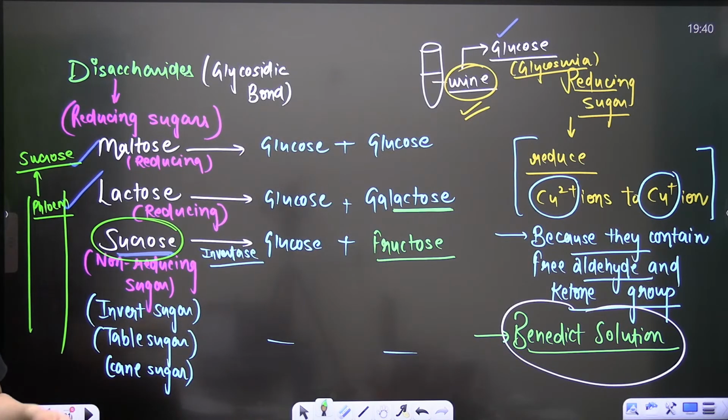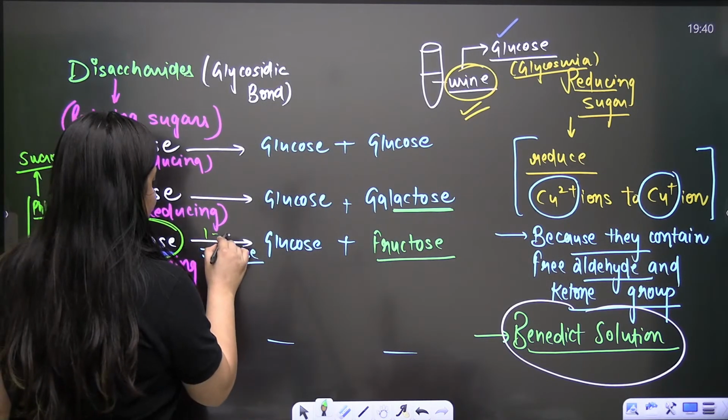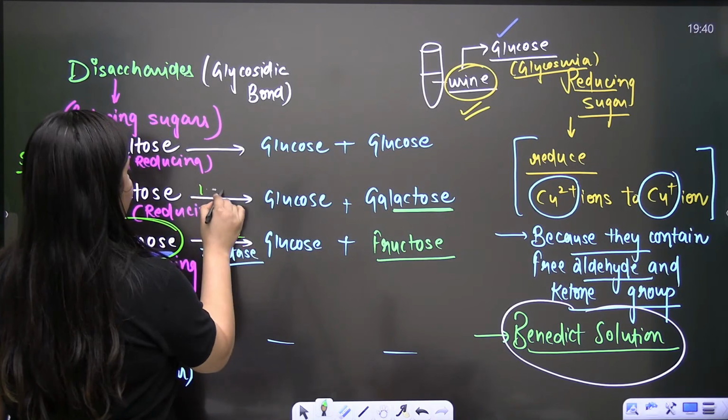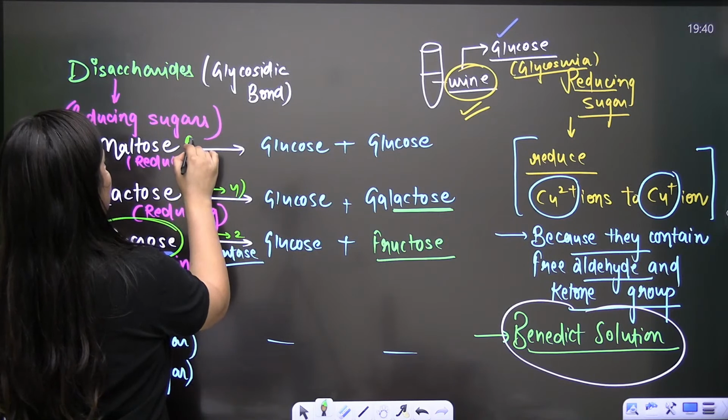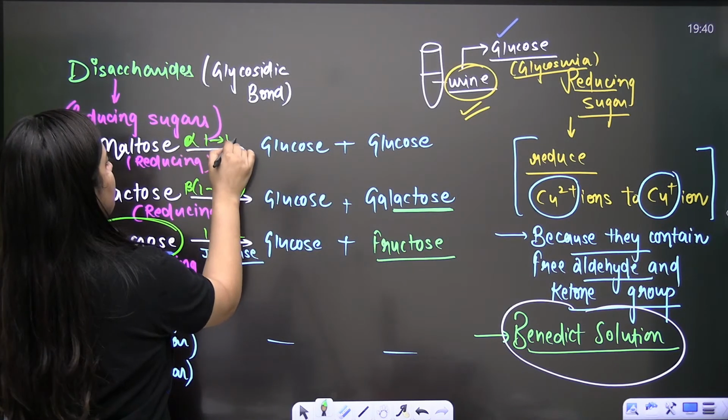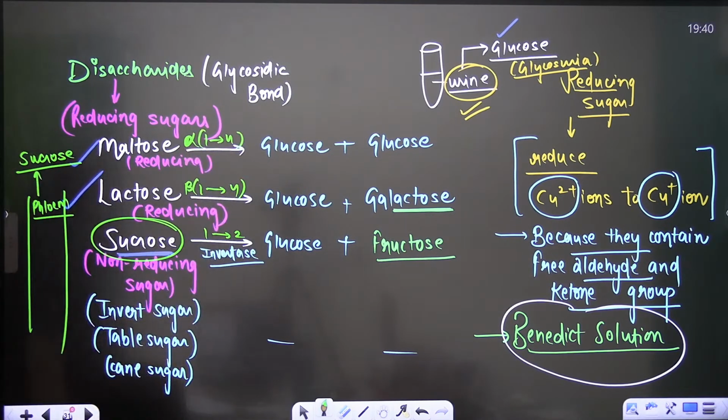So in plants, the transport of sugar mainly occurs in the form of sucrose, the invert sugar, the commercial sugar, the cane sugar. So the glycosidic linkage is there, 1,2, between glucose and fructose, while in maltose and lactose it is alpha 1,4 and beta 1,4. Any doubt?